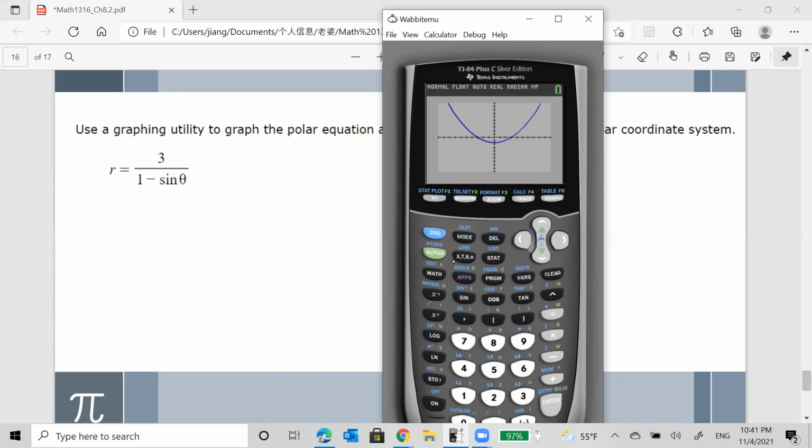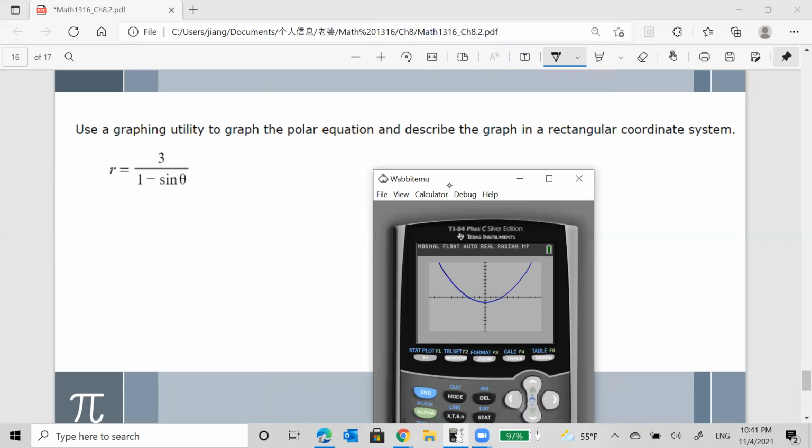Oh, this is a parabola. For the parabola, let's read the question. What does the question want? Using a graphing utility, graph the polar equation and describe the graph in the rectangular coordinate system. So you just describe that this is a parabola. And then, how to find the vertex for the parabola.